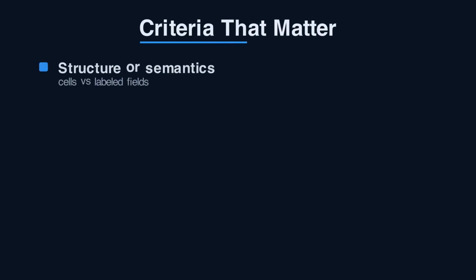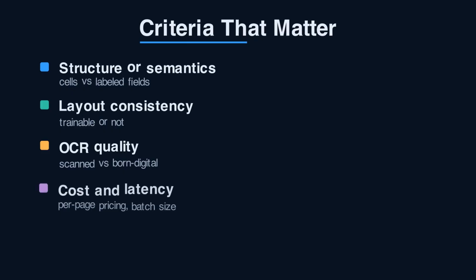Before you pick, get honest about what drives the choice. First, do you just need the grid? Or do you need fields with meaning like total and invoice number? Second, document variability. Are layouts consistent enough to train on, or wildly different? Third, scanned versus digital, because optical character recognition quality decides everything downstream.